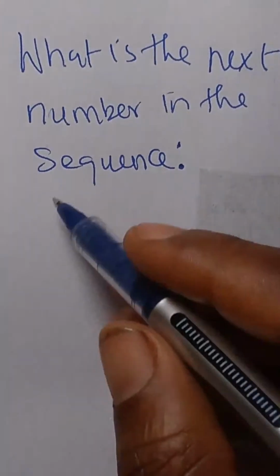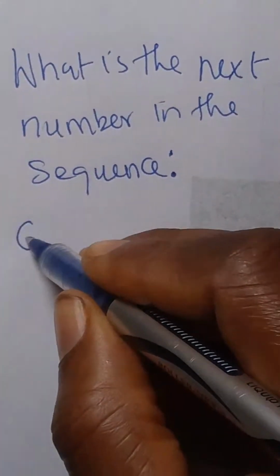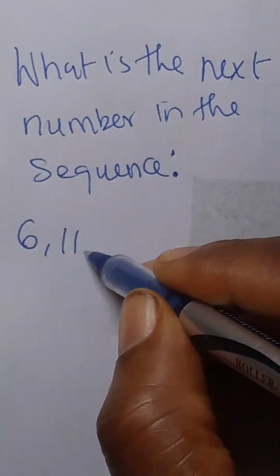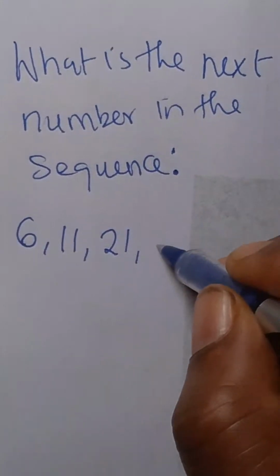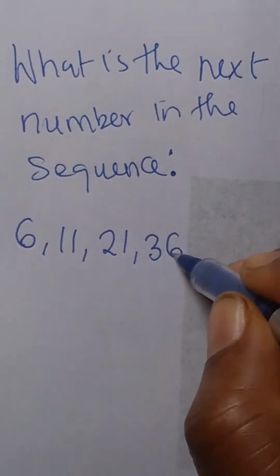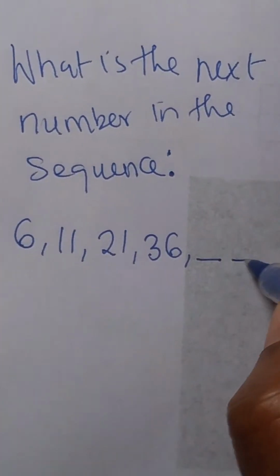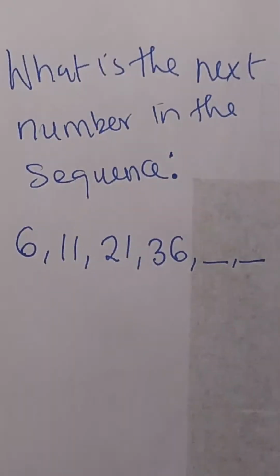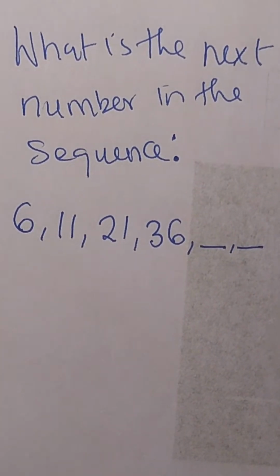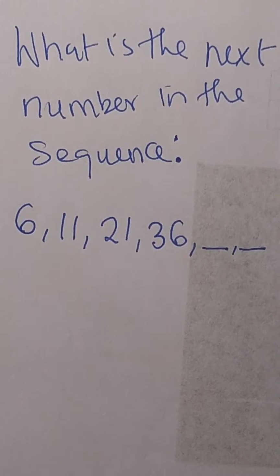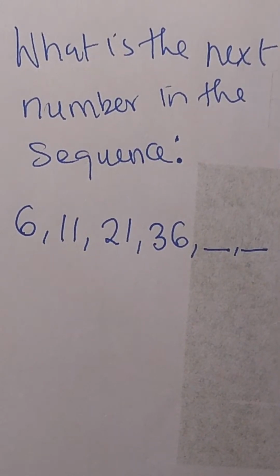This one is going to be a bit difficult, but not too difficult that you cannot solve it. So the first number, we have 6. The second number, we have 11. The third number, we have 21. The fourth number, we have 36. And then what is the next number? Study it critically, and tell me what number you think is next. This is actually difficult.